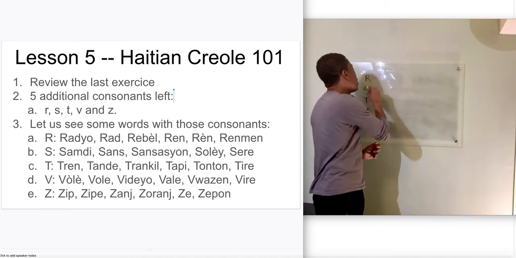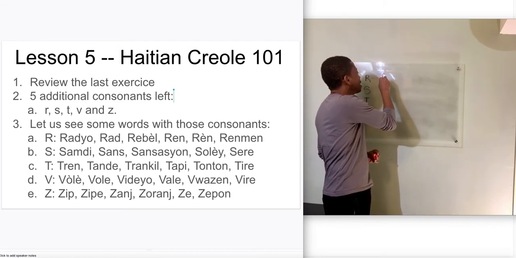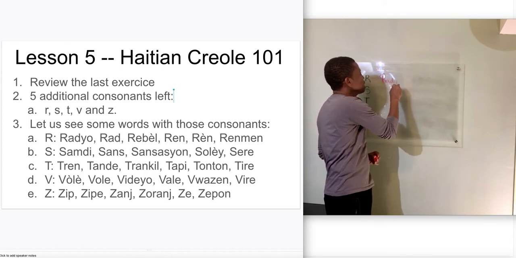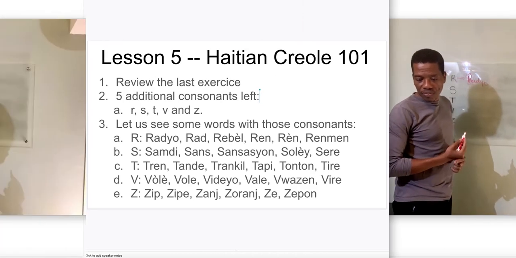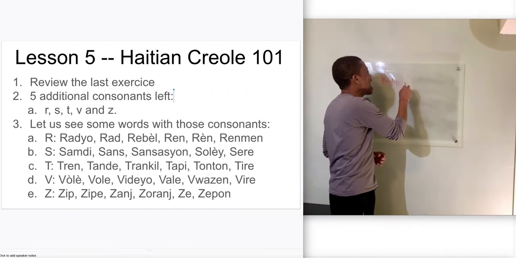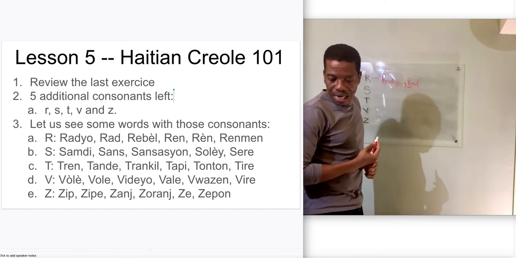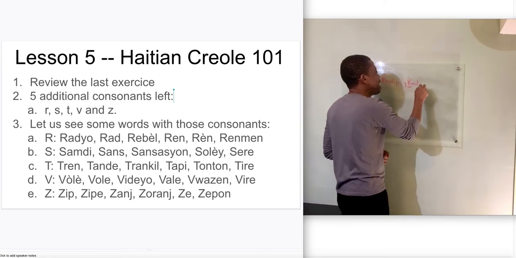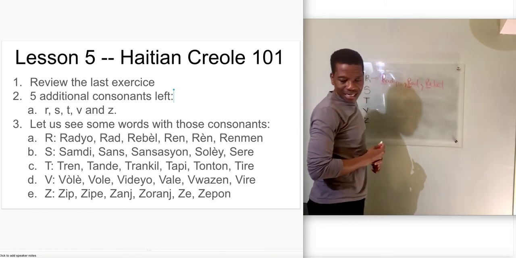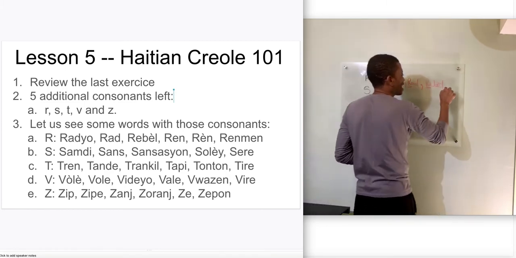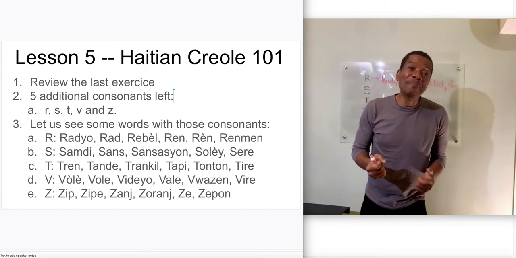Now, with r, we have words like radio, rad, rebelle, rein, and you have words like remen.